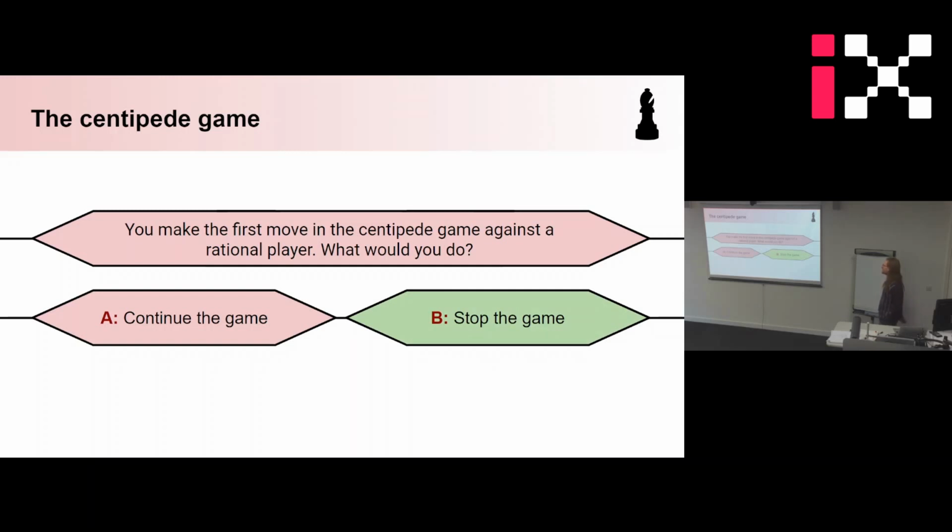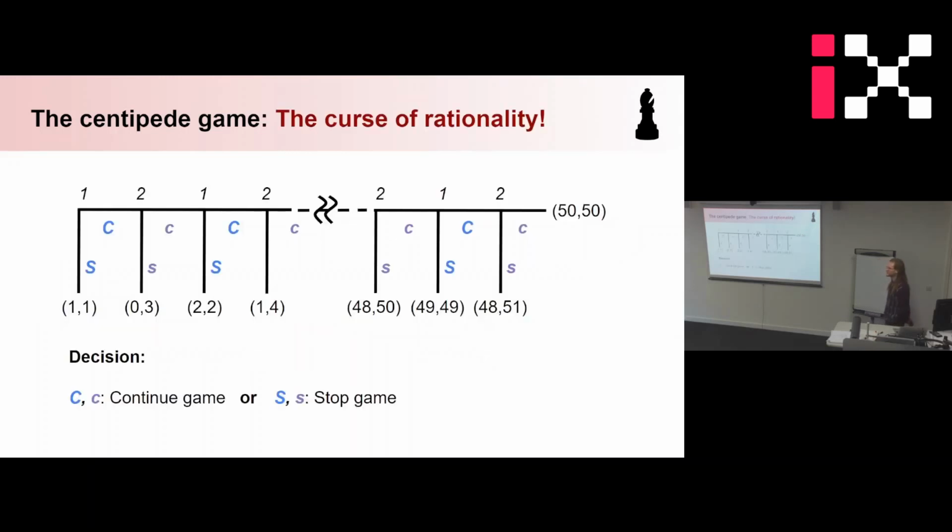And the reason why you should stop immediately is, let's look at the other end of the game. In the other end of the game, the last turn is the turn of player 2. Player 2 is rational. Player 2 can now get £50, or stop the game and get £51. £51 is much better than £50, so they will stop. You are a rational player, so you know that. If they stop in the last round, you only get £48.